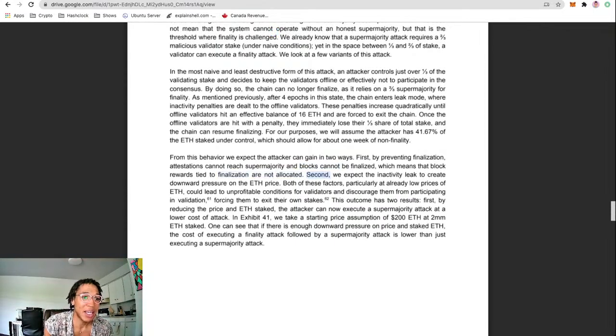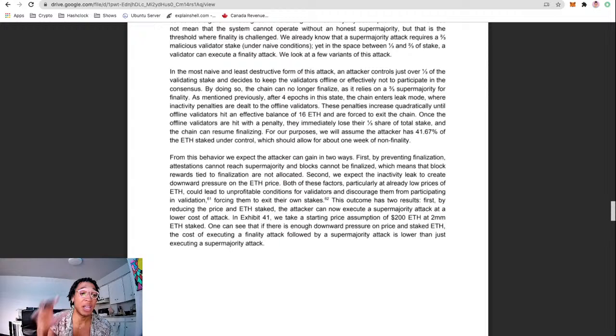Interesting. Second, we expect the inactivity leak to create downward pressure on the ETH price. I think this is, again, where you see a lot of the attack vectors, where people are attacking ETH2 as a network in order to bring down the price and short it. Both of these factors, primarily at already low prices of ETH, could lead to unprofitable conditions for validators and discourage them from participating in validation.